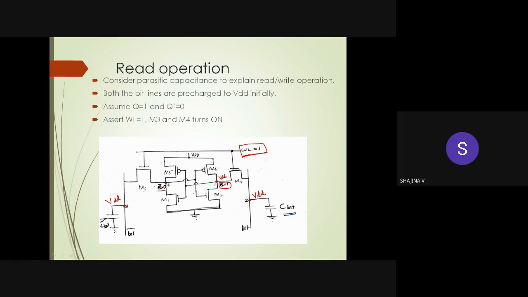Now we can check the condition of M3. M3 also turns on when WL is equal to 1. At point 3, that is, at the source of this transistor, we have the higher potential VDD. Coming to point 4, this is Q bar, equal to 0. So here there is a voltage VDD and here it is 0. So I can say there is a potential difference between point 3 and 4. As a result, there will be current flow.